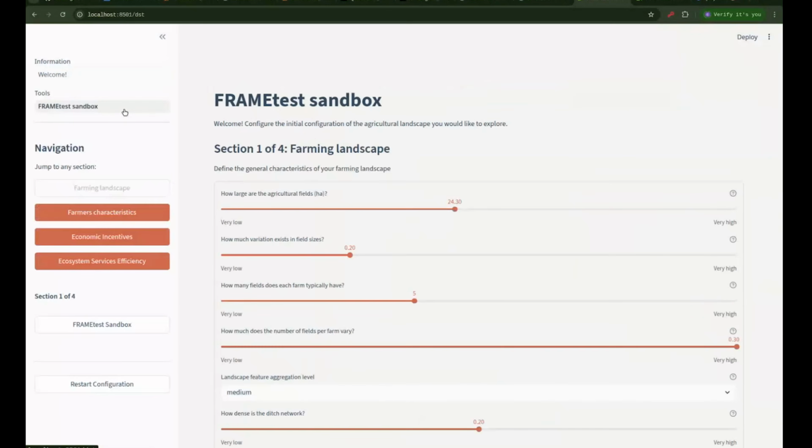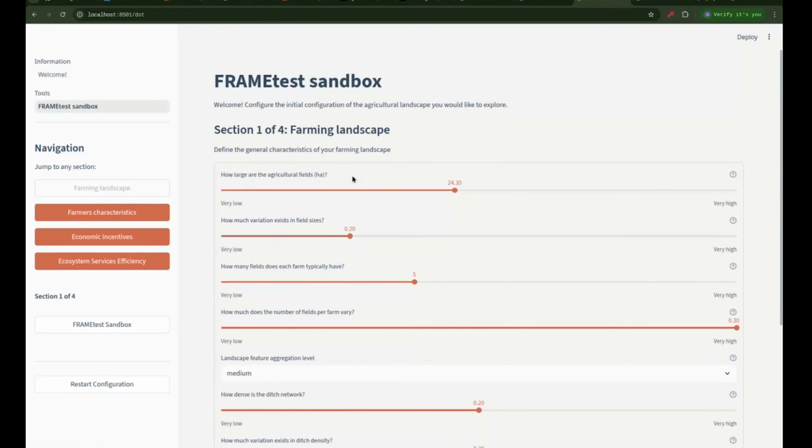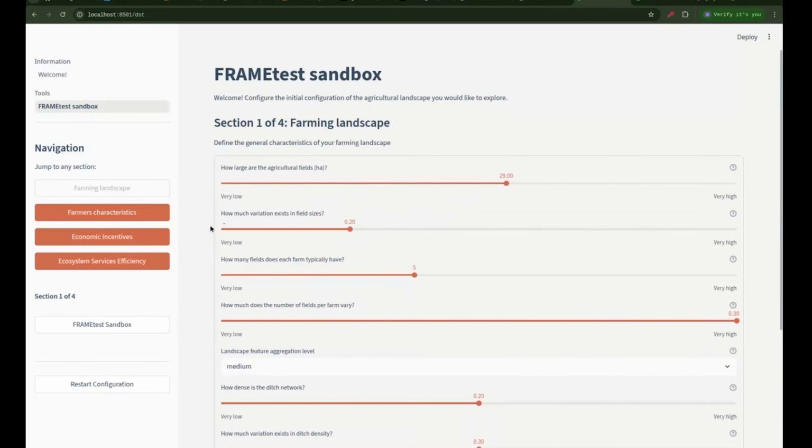This FrameTest sandbox starts with a different set of questions, which was basically our effort of converting these sometimes obscure, complicated parameters into understandable questions. For instance, we have a first section dedicated to asking, how does the farming landscape look like? The first question is, how large are the agricultural fields in hectares? So you can simply slide this button and select the one you want to evaluate. We're also asking how much variation exists on the different fields that we want to generate. And it's easy by just selecting that.